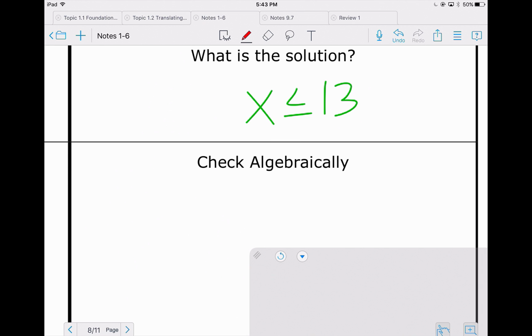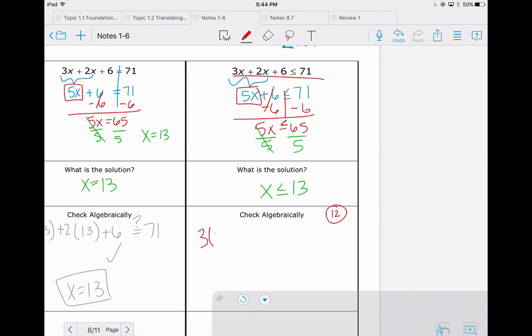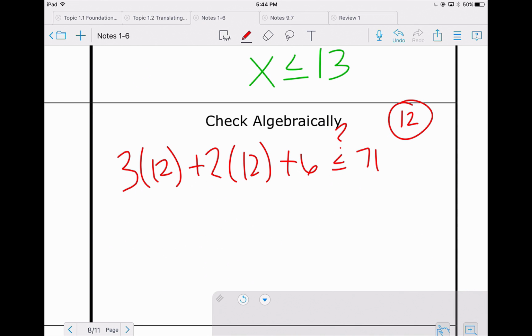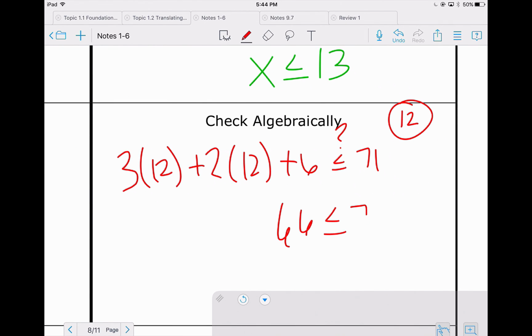In order to check algebraically, I'm going to pick something that is not 13 that is in that solution set. So x is everything less than or equal to 13. Numbers that are less than 13: 12, 11, 10, anything down to 0, any of the negatives. So I'm going to choose the number 12 because 12 is less than 13 and should fulfill the requirements in this inequality. So if I plug in 3 times 12 plus 2 times 12 plus 6, I am looking to see, is that less than or equal to 71. If it is, then I know that my solution set is correct. If not, I either messed up somewhere or I flipped my sign to something funky. So if I plug that in, I get 66. And we know that 66 is in fact less than or equal to 71, so I probably did my solution correctly.